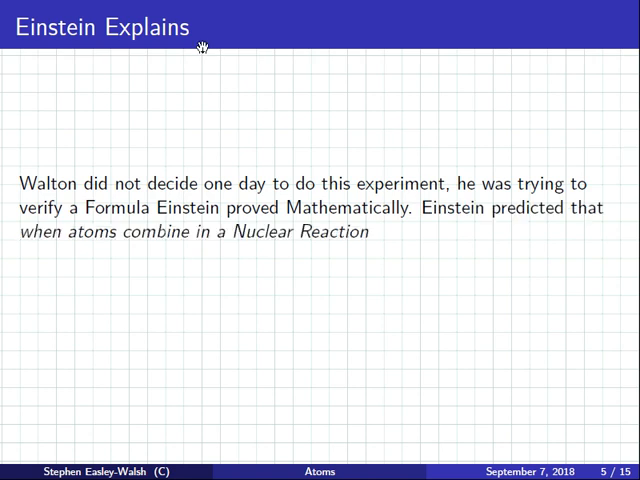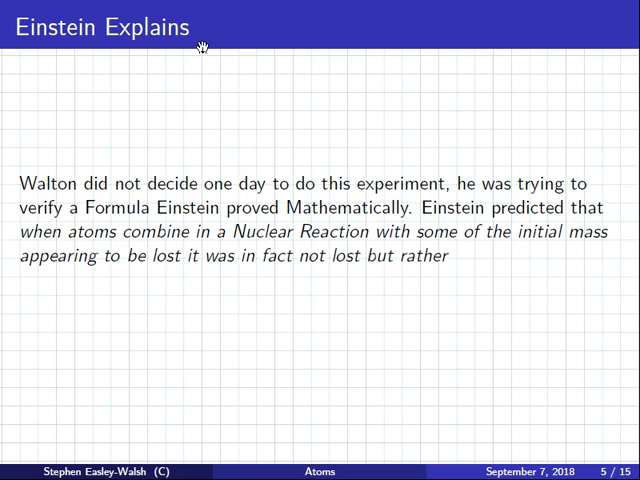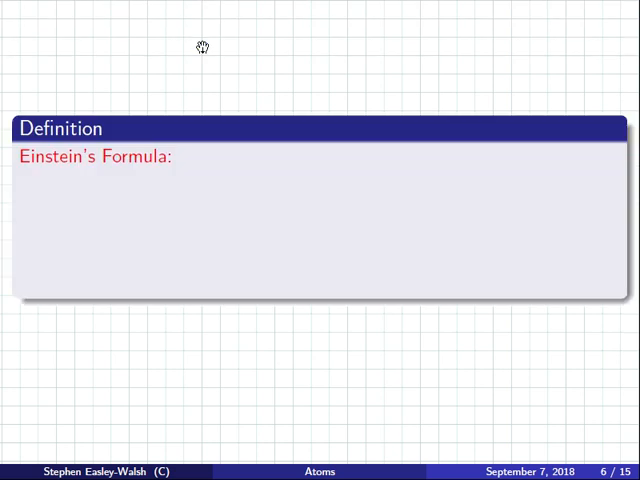Einstein predicted that when atoms combine in a nuclear reaction, some of the mass appears to be lost. But it wasn't lost. Instead, it was converted into energy. So when the 2 masses came together and became a smaller mass, some of the mass was turned into energy. That's what Einstein predicted. In fact, Einstein had a formula for this, a formula that you all know, E equals mc squared.